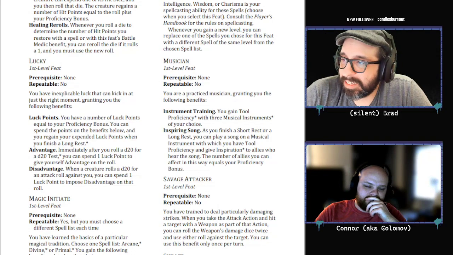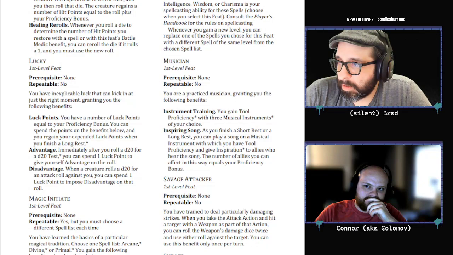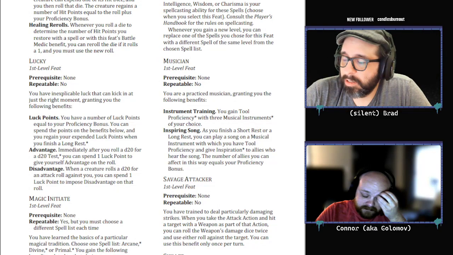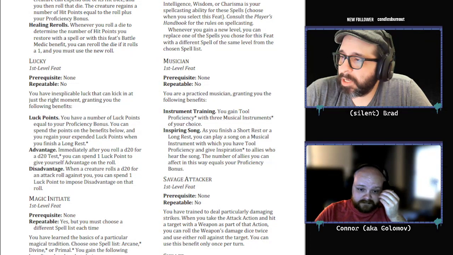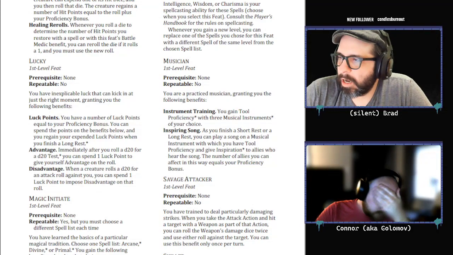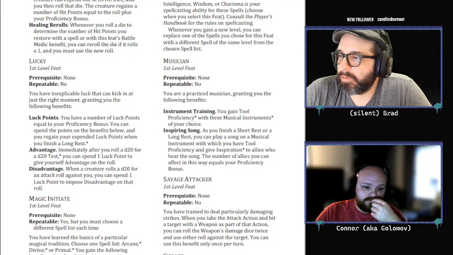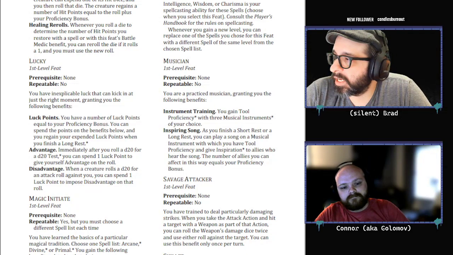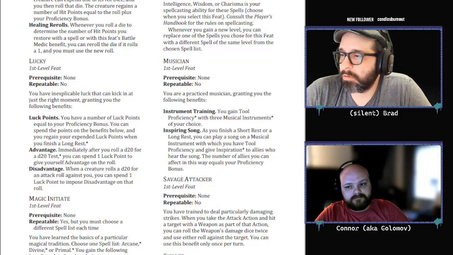Now it is equal to your proficiency bonus. So it scales from 2 to 5. Immediately after you roll for a d20 test, you can spend 1 to give yourself advantage. So that's slightly different. You don't get to choose which of the rolls, you just get the highest one.